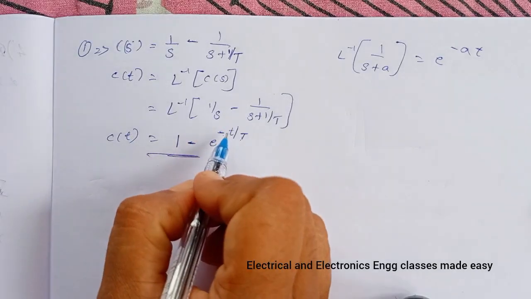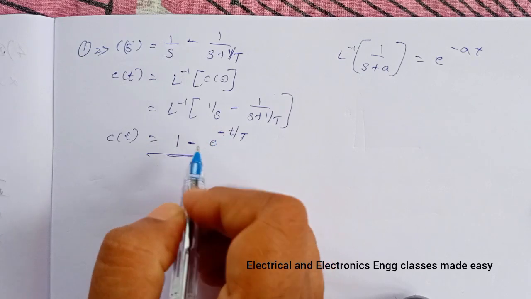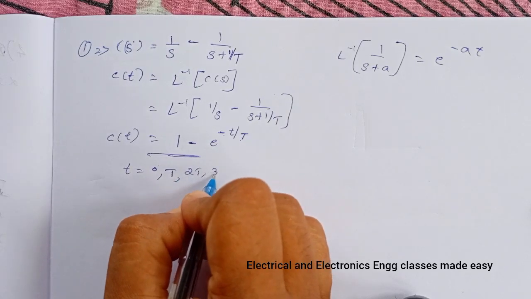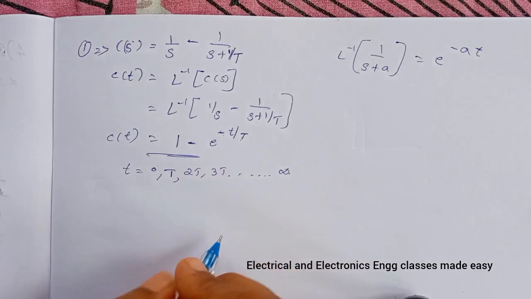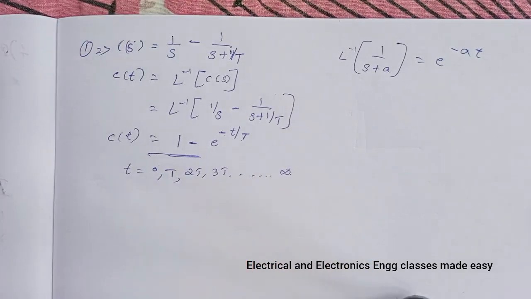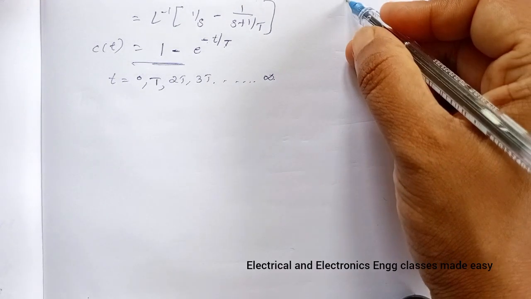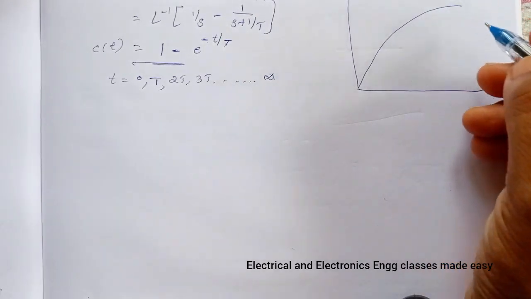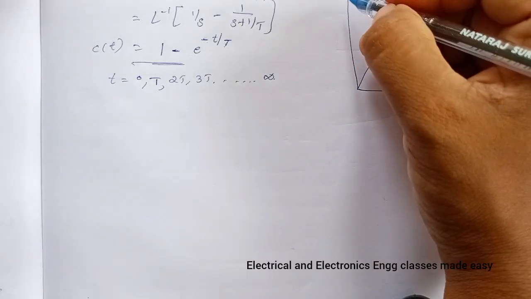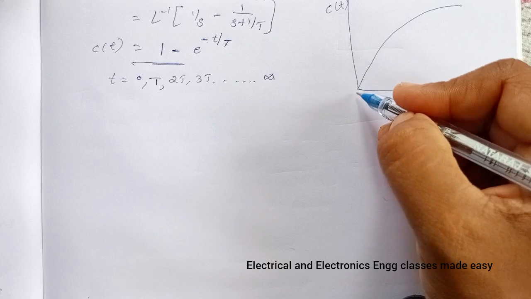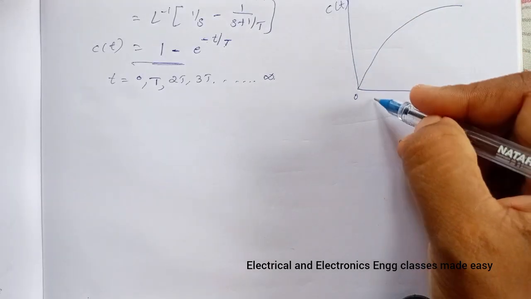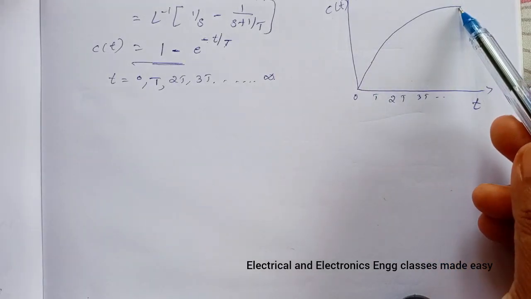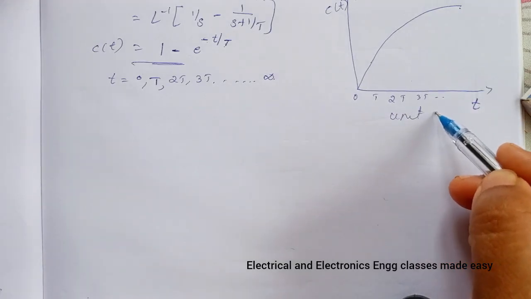And after putting the values of t as 0, then T, then 2T, 3T, etc., up to infinity, we get the response. So the response of the first order system with the unit step input signal will be like this. So this is t and this is the response C of t, with t as 0, T, 2T, 3T, etc. So this is the response of the first order system with unit step input.